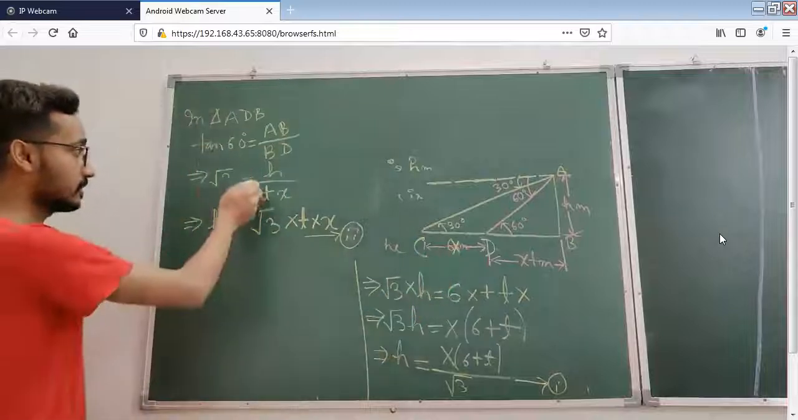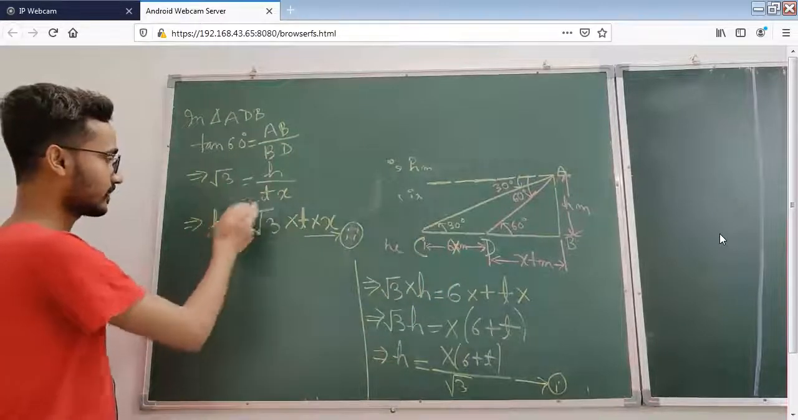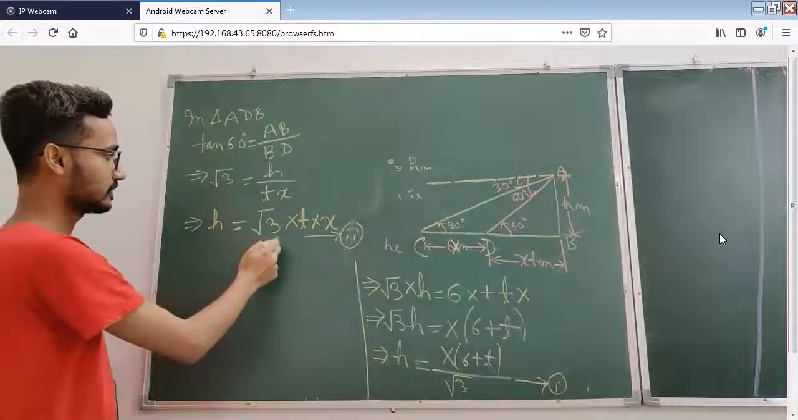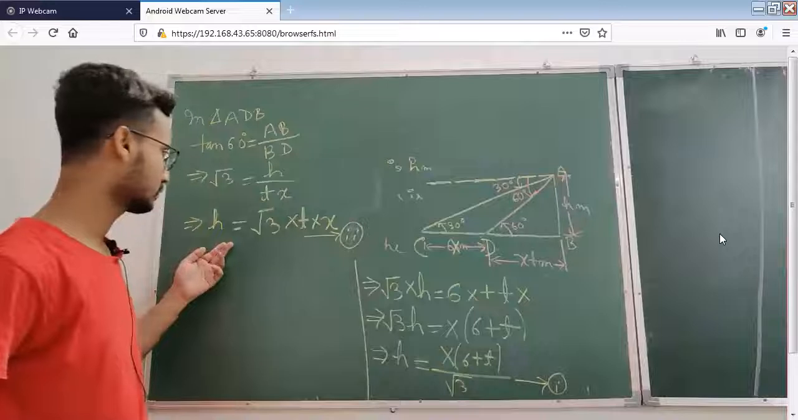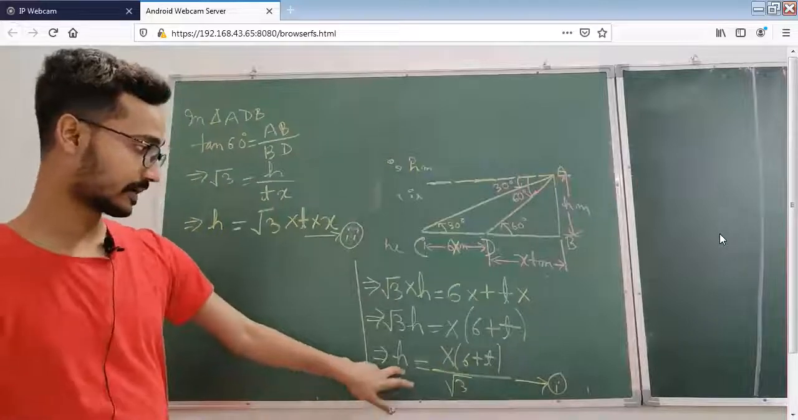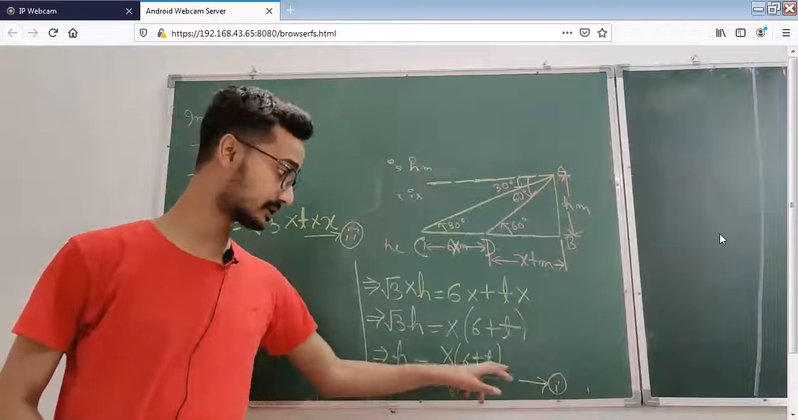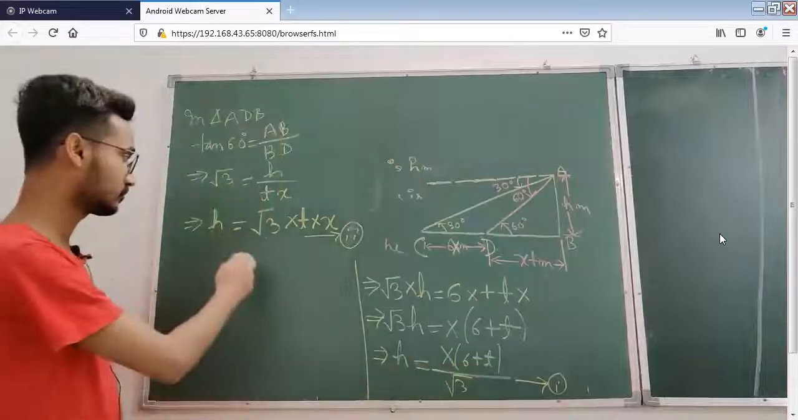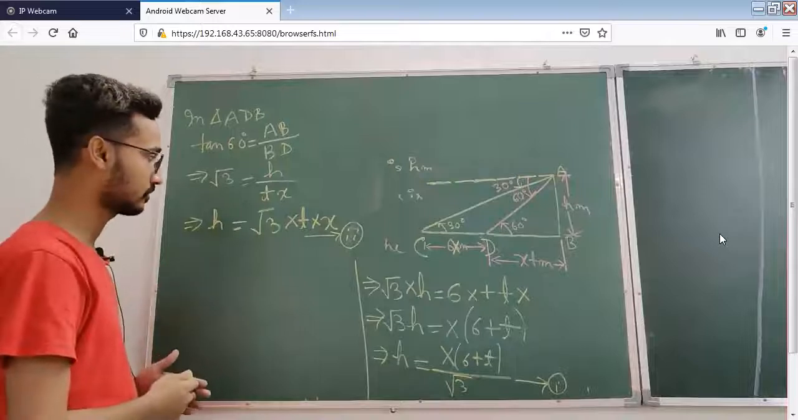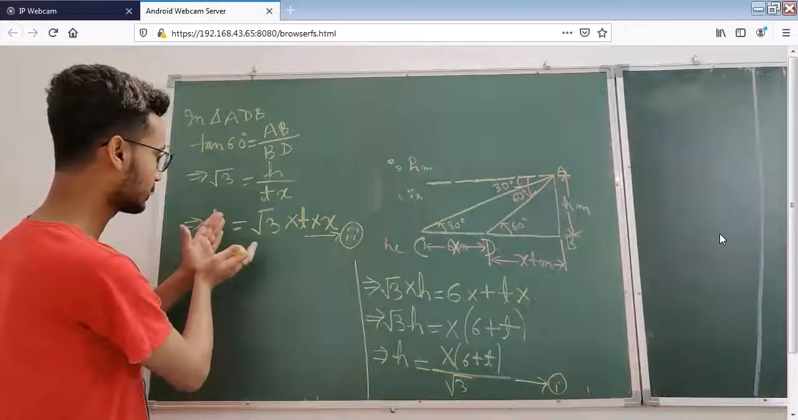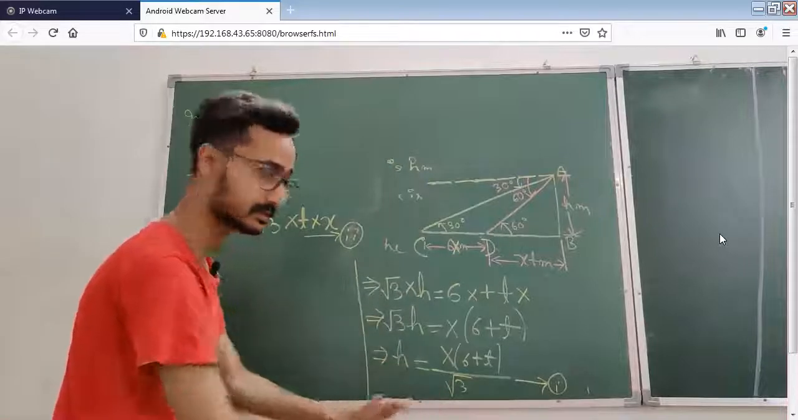Okay. Now see, if you put BD equal to tx, then if you cross multiply it, h will be equal to root 3 into t into x. Now see, from 1, the value of h is x into (6 plus t) by root 3, and from 2, the value of h is root 3 into t into x. From 1 and 2, the left hand side and left hand side are equal, so right hand side will be equal to right hand side. Yes or no? We can equate this.